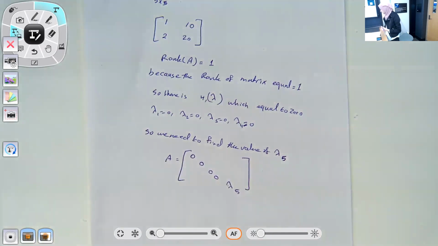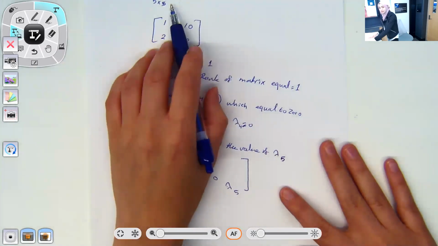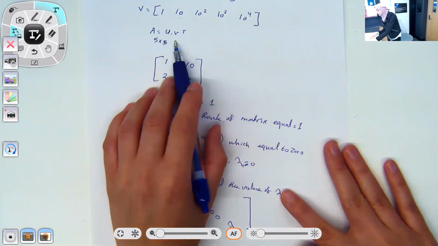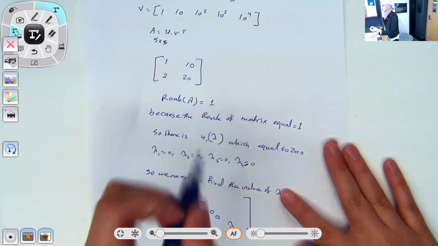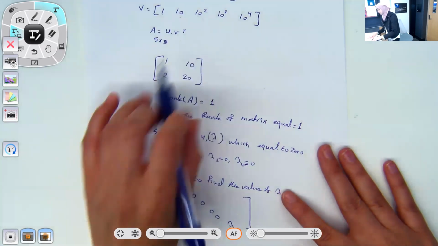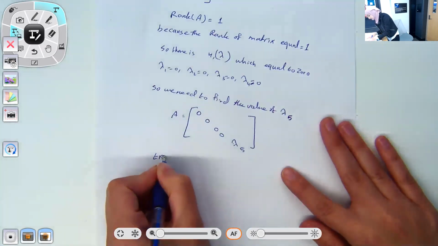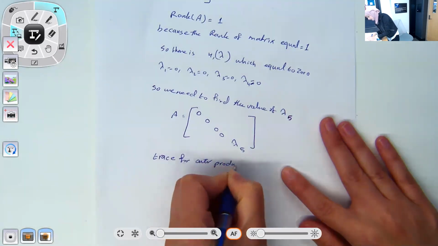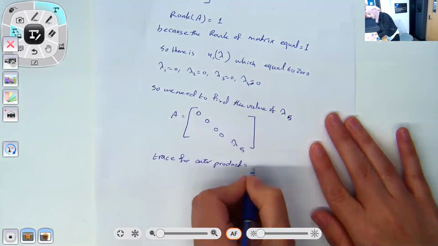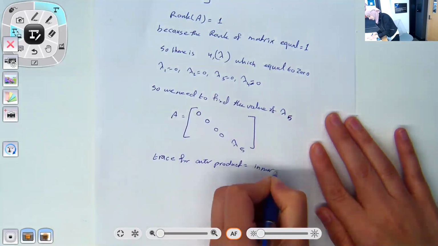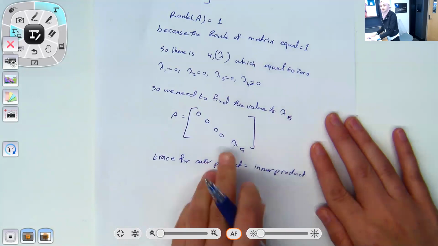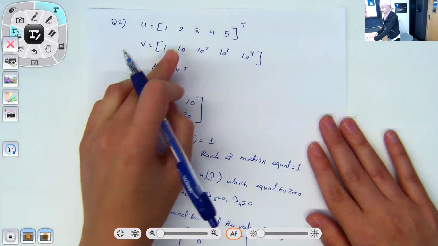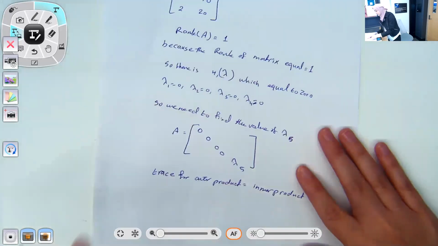And the trace, if we have an outer product, because here we have U times V transpose, the trace of an outer product is equivalent to the dot product between these vectors. So the trace of the outer product equals the inner product. So to find the value of lambda 5, you just need to multiply these vectors together and add the numbers to find the value of lambda 5.